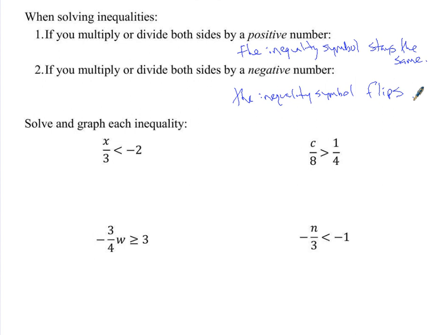So, solve and graph each inequality. Just like if I'm trying to solve an equation, if this was an equal sign here instead, what would I do? Multiply both sides by 3. Well, it's not an equal sign. It's an inequality symbol. So I can do exactly the same thing. I just have to watch out for this situation right here. So I'm still going to multiply both sides by 3.